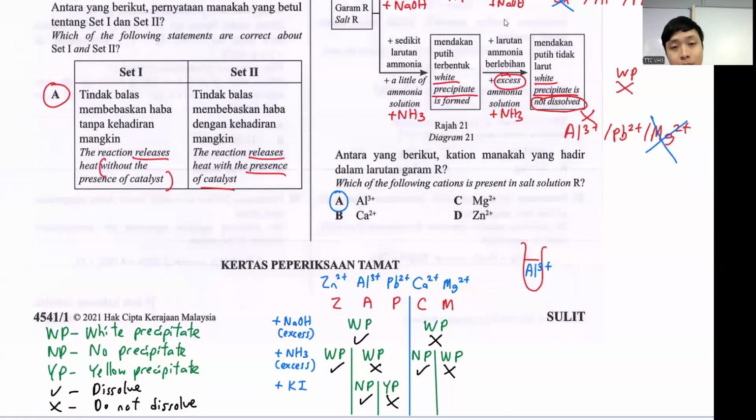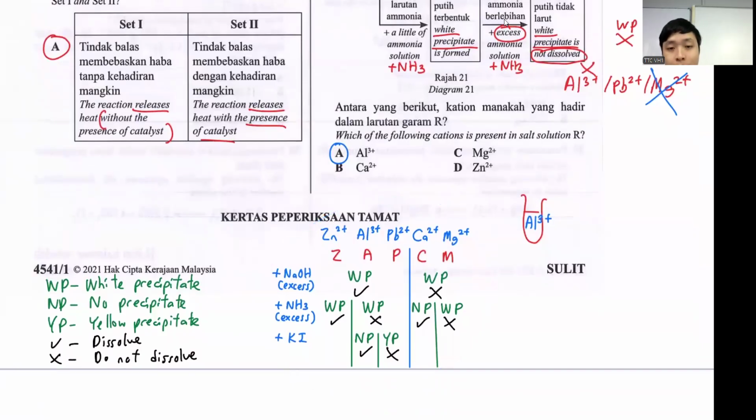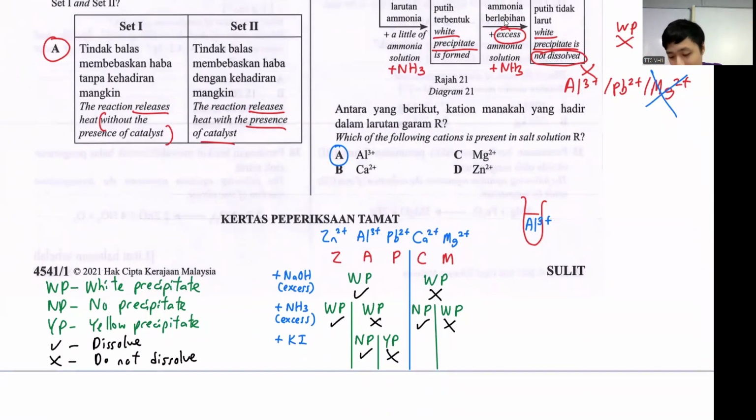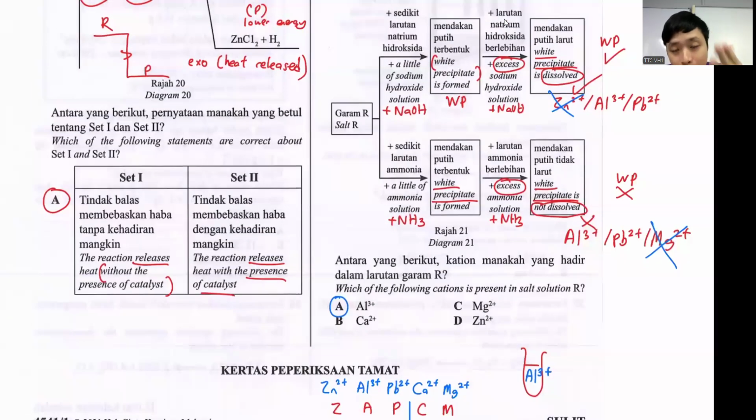Also, if we add ammonia and the white precipitate cannot dissolve, it means the possibilities are between aluminum and lead 2 ion based on the result. Because we cannot see the ion with our eyesight, you have to add chemicals like this to test which ion is present. Understand? Let me summarize one more time.